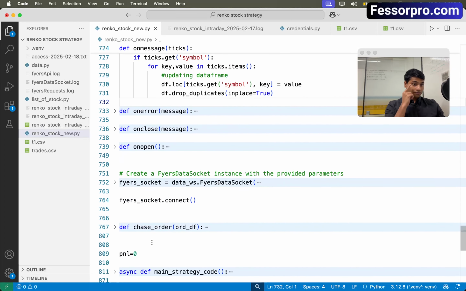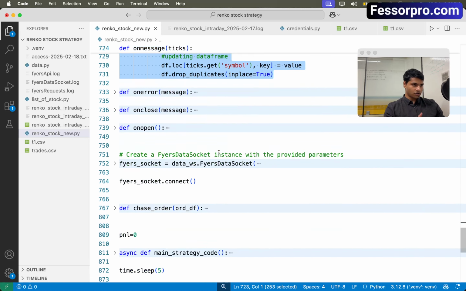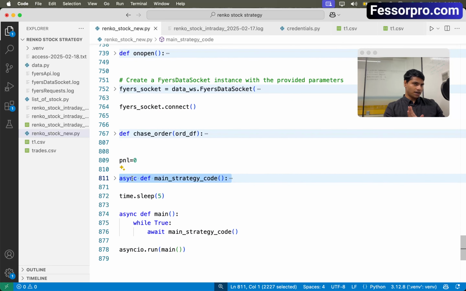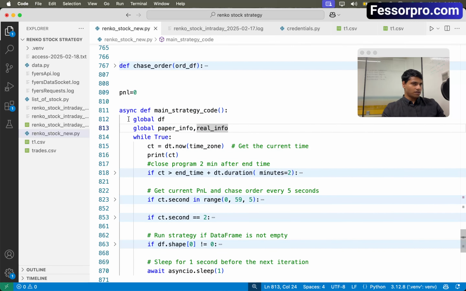Right? Now, what is my other code? So this is my first code, which is executed as per the socket. And this is my other code, which is the main strategy code. Inside my main strategy code, first I'm importing a few variables. I'm importing them as global variables, that is global df, paper info and real info.